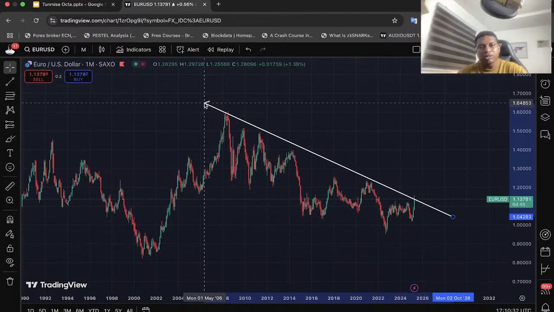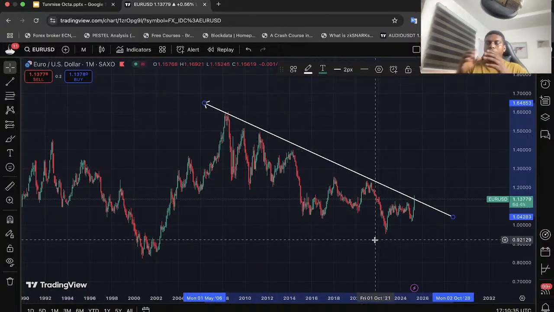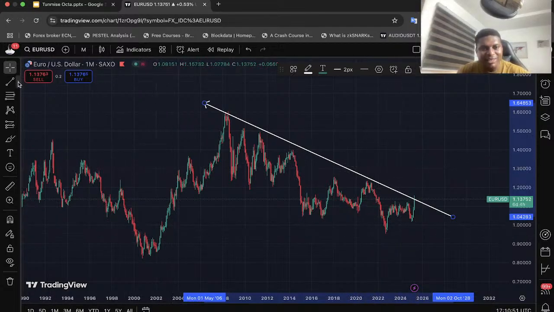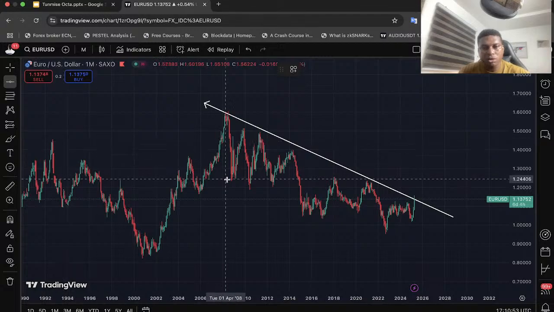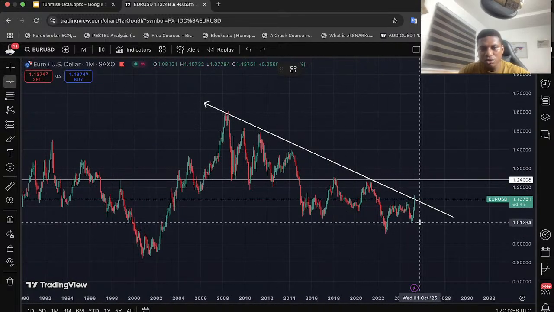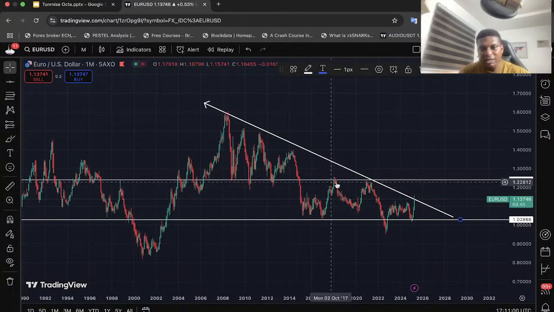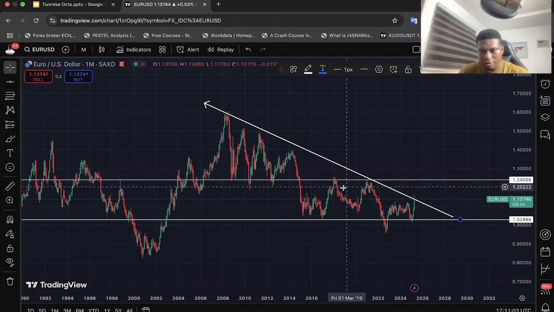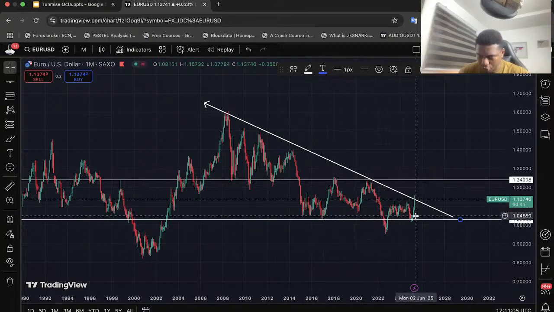So from this monthly time frame, we want to identify key levels in the market. We call them the market structure. We want to identify supports and resistance zones. So this is a resistance zone. At this level here, this is a support zone.